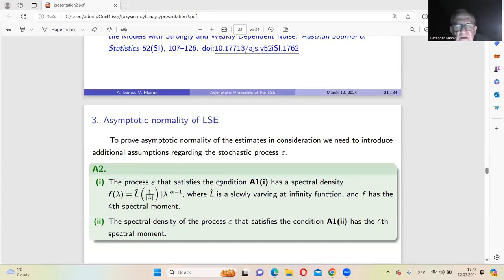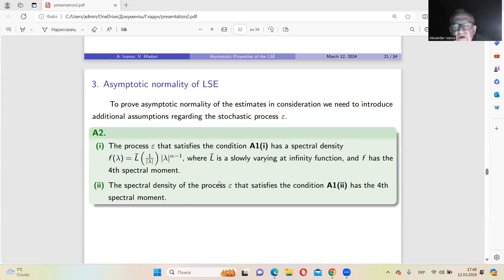I have about 10 minutes. More, I would like to say several words about the asymptotic normality of the least square estimator. To prove asymptotic normality of this estimate in consideration, we need to introduce an additional assumption regarding the stochastic process epsilon, condition A2. The process epsilon that satisfies the condition A1i has a spectral density of this kind, where L wave is a slowly varying at infinity function, and alpha is the same as in condition A1i, from the open interval 0, 1. And one more condition, f has a fourth spectral moment.